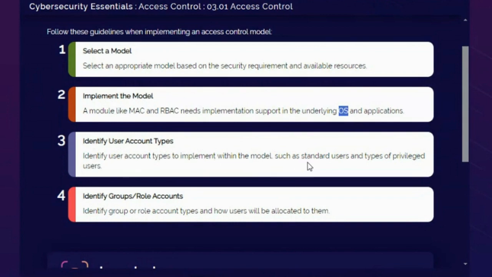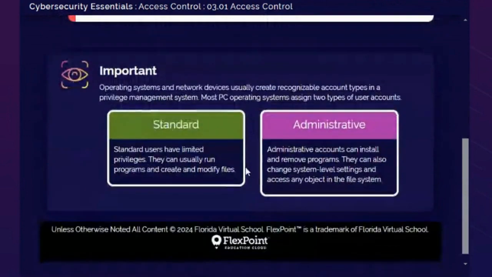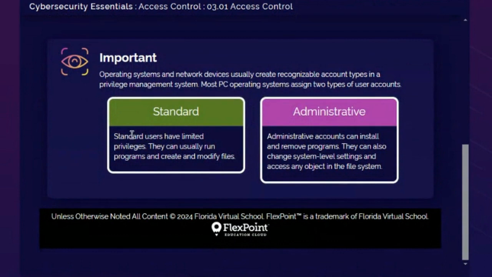Do I have standard users? Do I have users that need more access? Is there a different group I need to do? And identify your groups and role accounts and how they'll be allocated. Important: operating systems and network devices usually create recognizable account types in a privilege management system. Most PC operating systems assign two types of user accounts, either standard accounts or admin accounts.